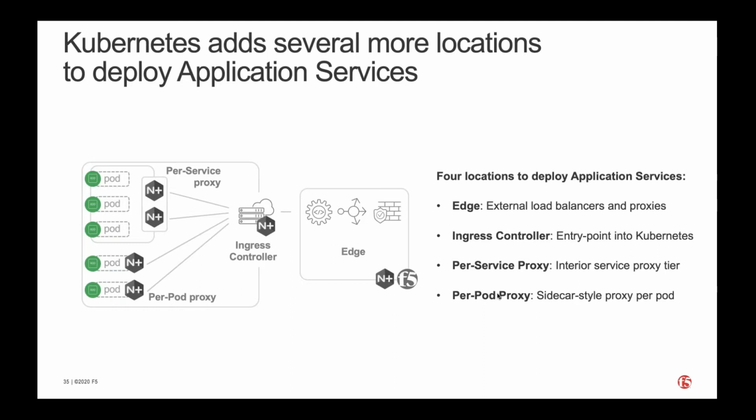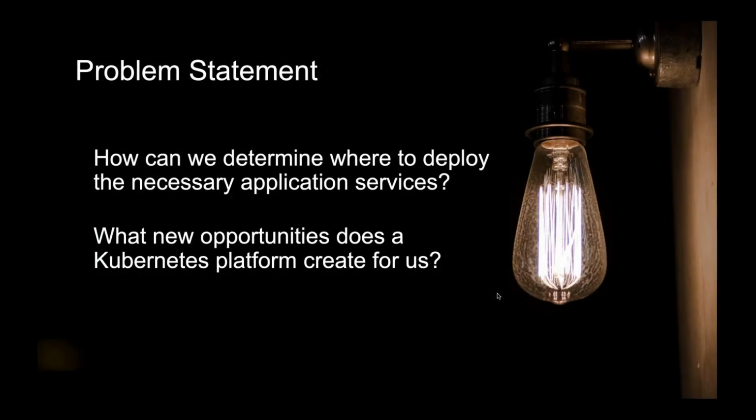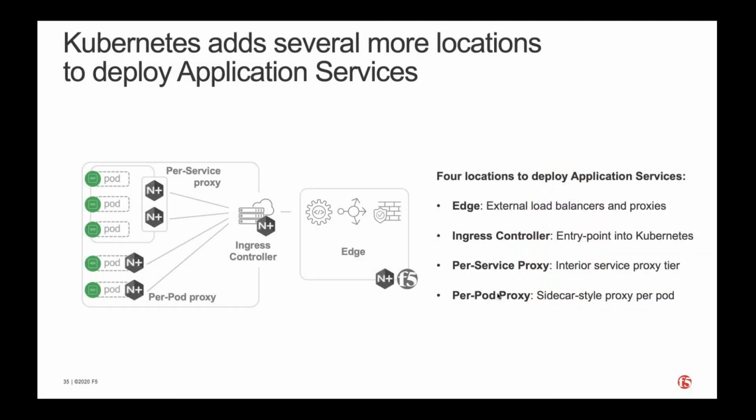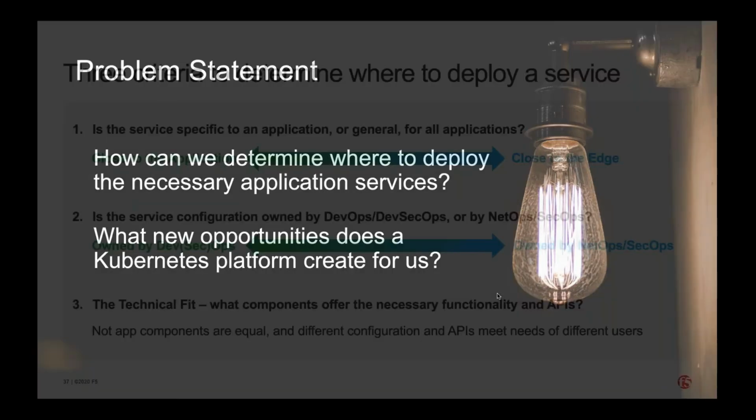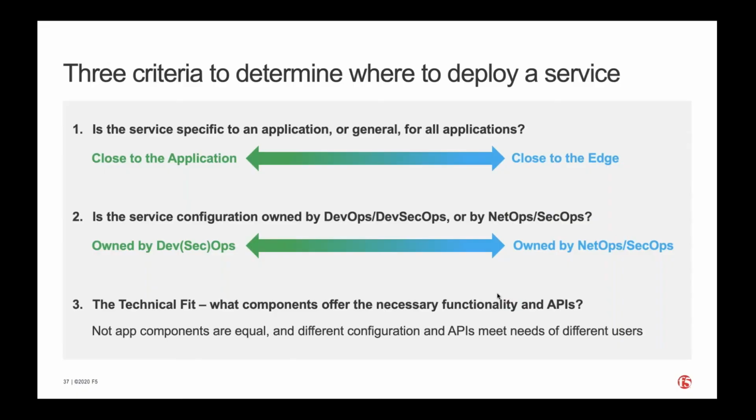But the problem is, of course, how we are going to deploy these proxies. What's the requirement, and what are the necessary application services? We have 4 different locations. So what's now the best practice to use these 4 locations? Therefore, we have some questions that we are going to raise up front.